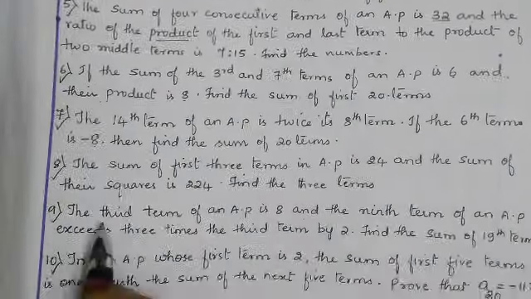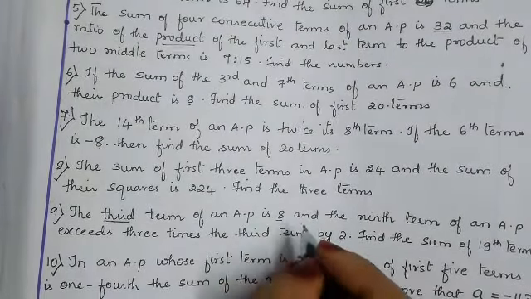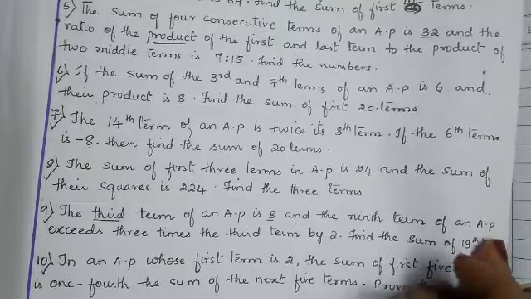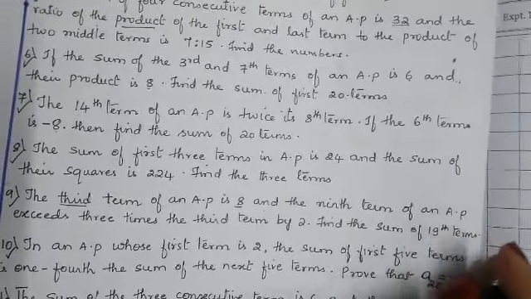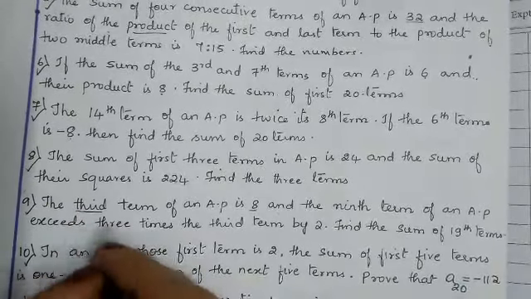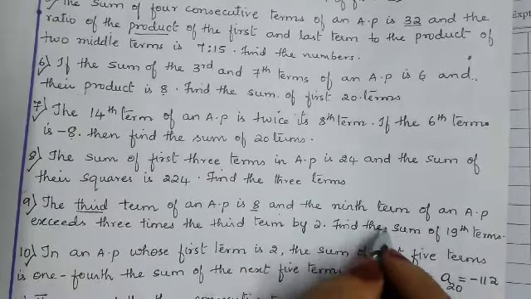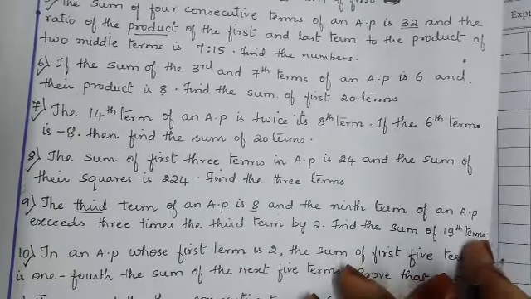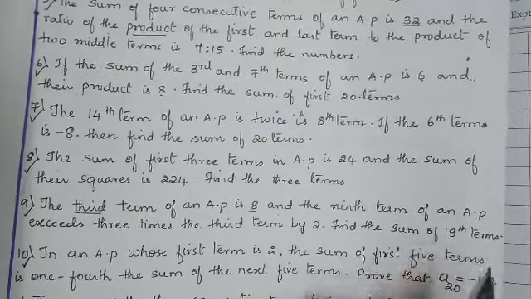The third term of an AP is 8, and the ninth term of an AP exceeds 3 times the third term by 2. Find the sum of 19th term. What we have to find? Find the sum of 19th term, in the sense S19 we have to find. So let us start solving.